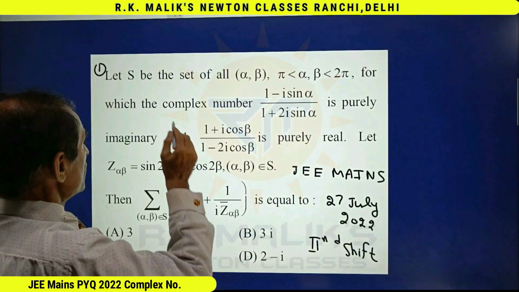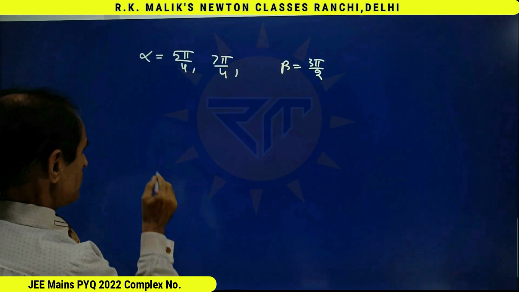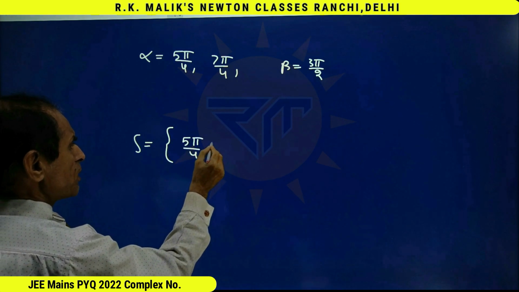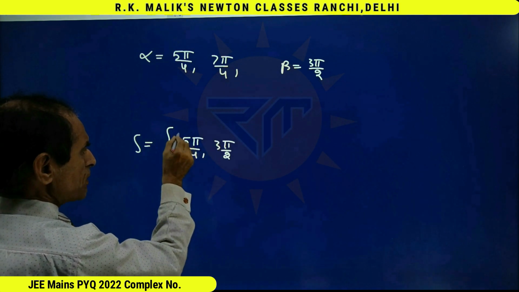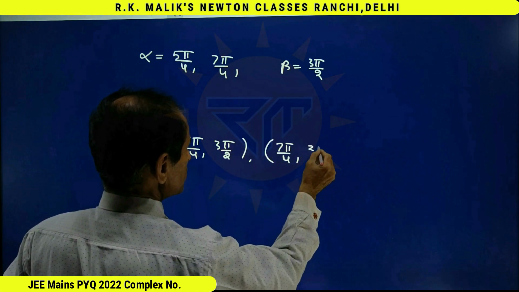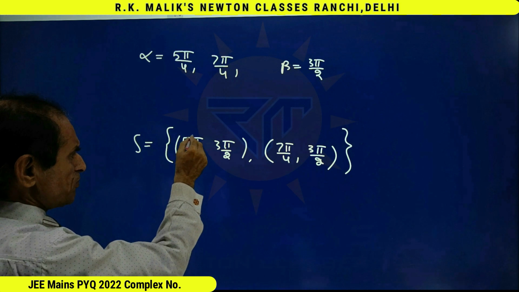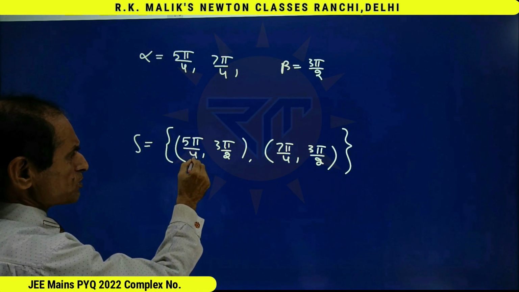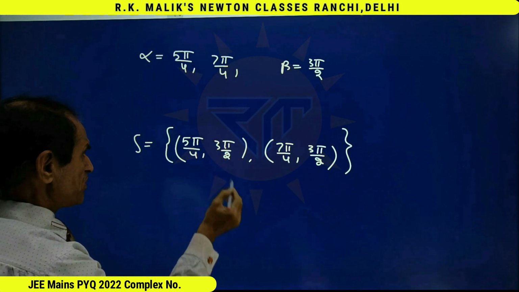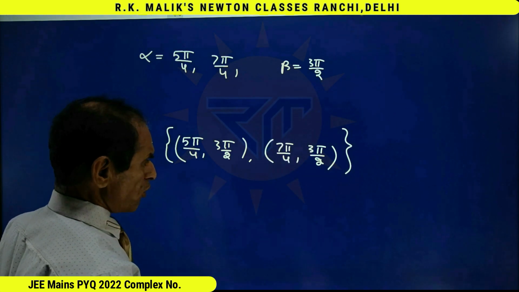And because S is a set of all the ordered pairs alpha beta, hence S will become 5 pi by 4, comma 3 pi by 2 and 7 pi by 4, comma 3 pi by 2, because first place is to be filled by all possible values of alpha, second place is to be filled by all possible values of beta. Had beta got two values, then there will be 4 ordered pairs.